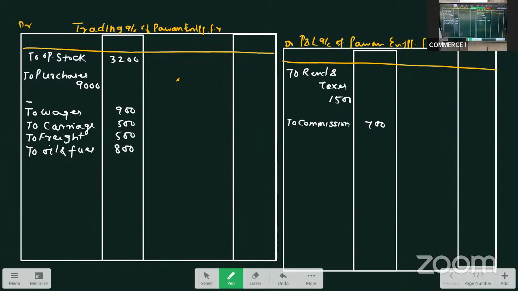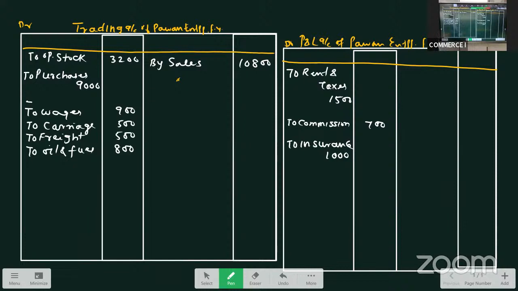Insurance. Insurance is a P&L item. I'll take it here, to insurance, and the amount is 1000. I'm writing it in the inner column because we have an adjustment on that, prepaid insurance. Then sales. Sales are 10,800. We did not come across returns. If returns are there, those will appear on the debit side only. On the debit side, we did not have any returns. So these are net figures.